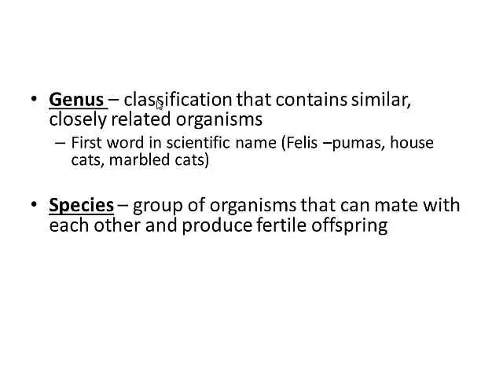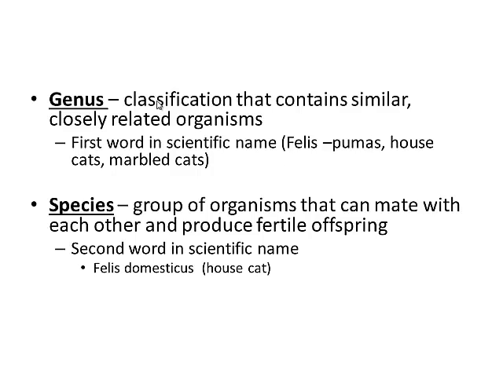Now, a species is more specific. So a species is a group of organisms that can mate with each other and produce fertile offspring. And fertile means that they can then produce more offspring. If a house cat and a marbled cat got together, they would not produce fertile offspring. Okay? So for example, the species is the second word in this binomial nomenclature. So a Felis domesticus would be a house cat. Felis meaning the genus that it goes to, and domesticus meaning that it's a domestic house cat.